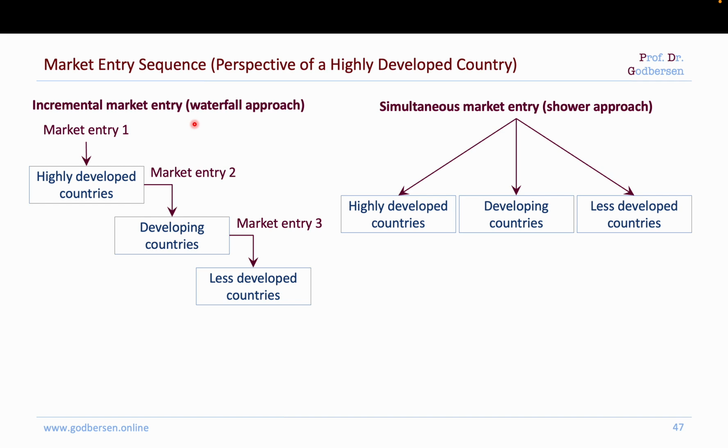With an incremental market entry approach, you go step by step. First one country, then the next, then the next, and not simultaneously. Typically, when coming from a highly developed, high income country, you normally go with your product first into your home market and other highly developed countries like the UK, US, Germany, Sweden, and so forth. Then you go into developing countries like India, China. And thirdly, you go into less developed countries like Congo or Malawi.